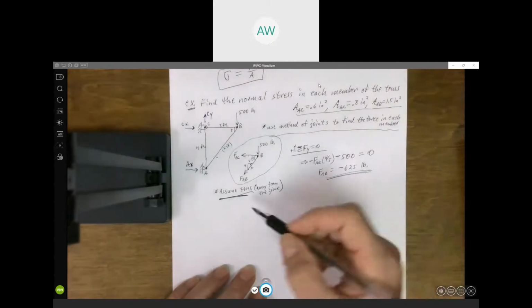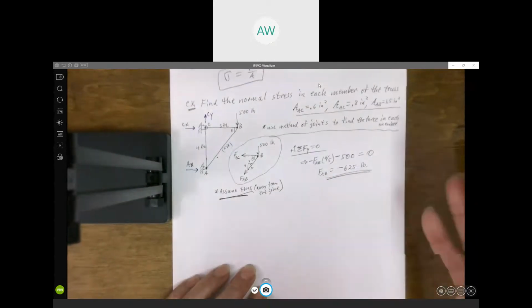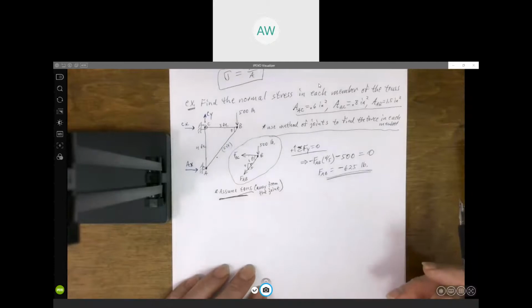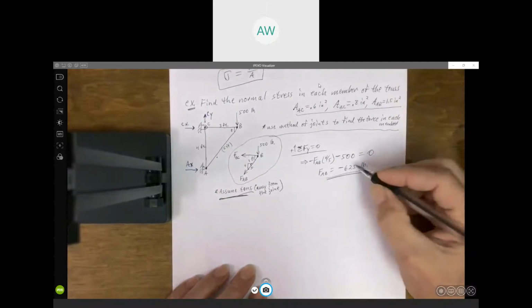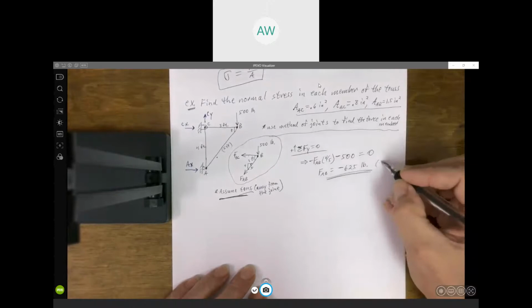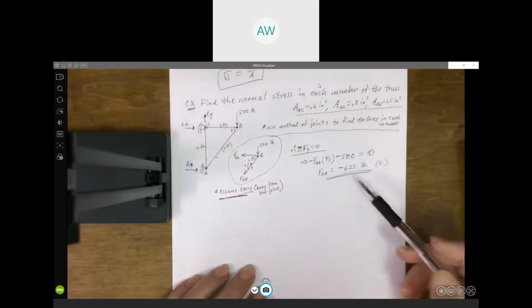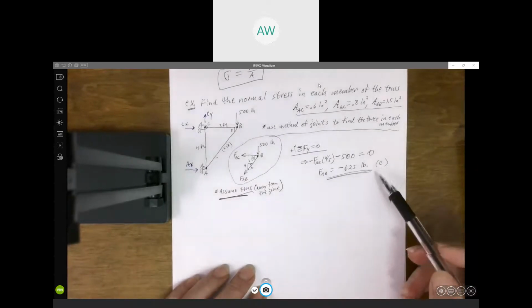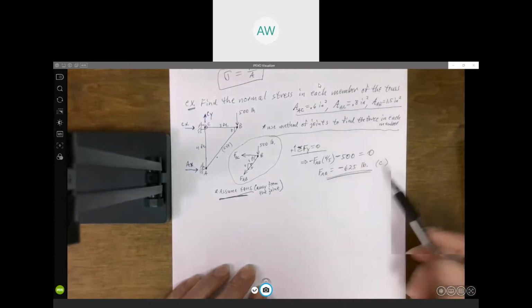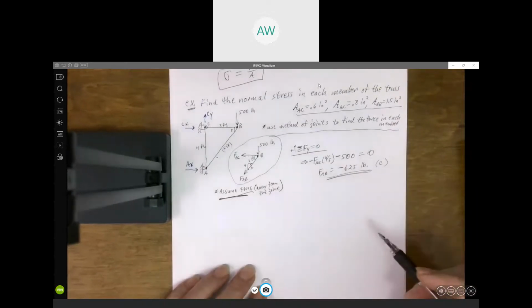Since I assumed tension, this is negative, so I know that force AB is in compression. The negative sign is sufficient there. We talked about two ways you can do it: plus or minus, or T and C, or you can do both. We just reinforce: AB is in compression.